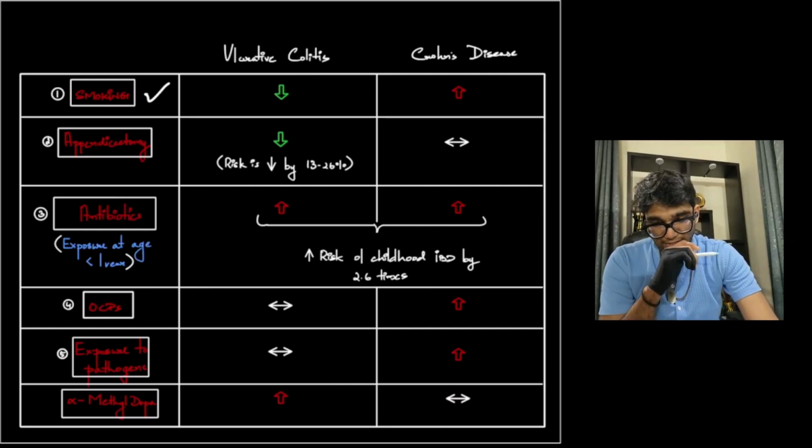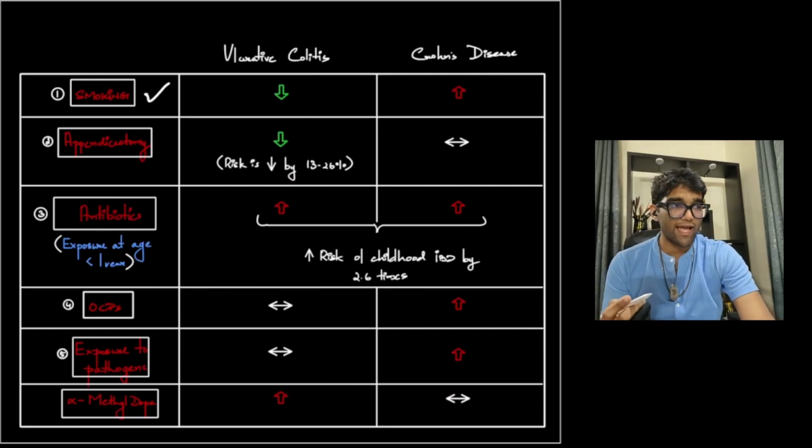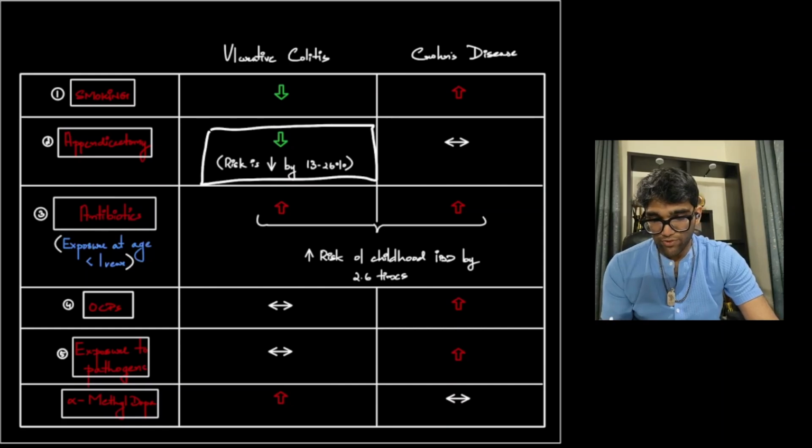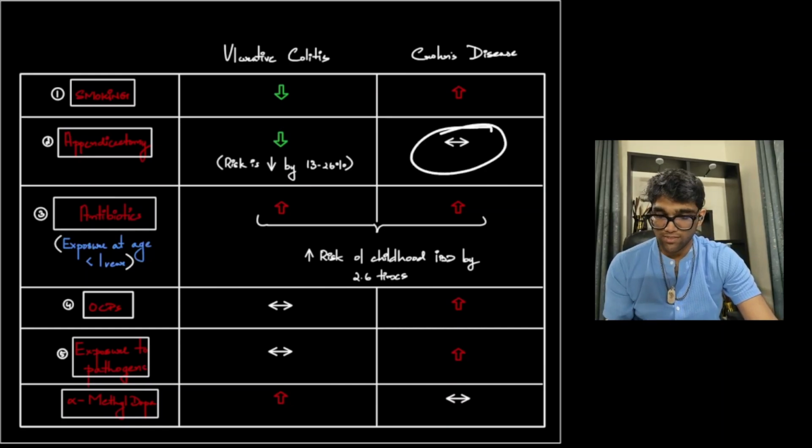Appendicectomy essentially removes the naive T cells that would have populated the intestinal mucosa. So those cannot undergo Th2 polarization, and therefore that decreases risk of ulcerative colitis. It has no effect on Crohn's disease risk.